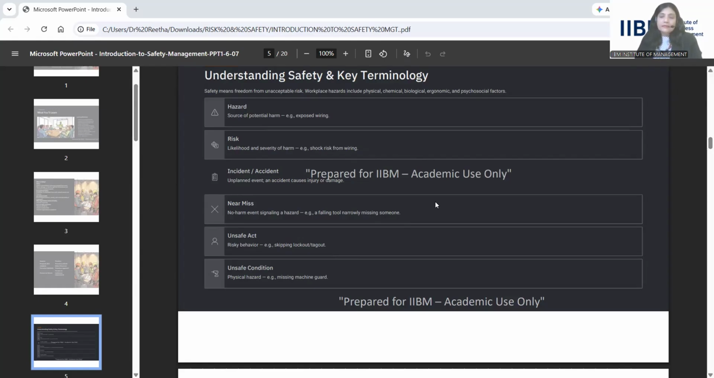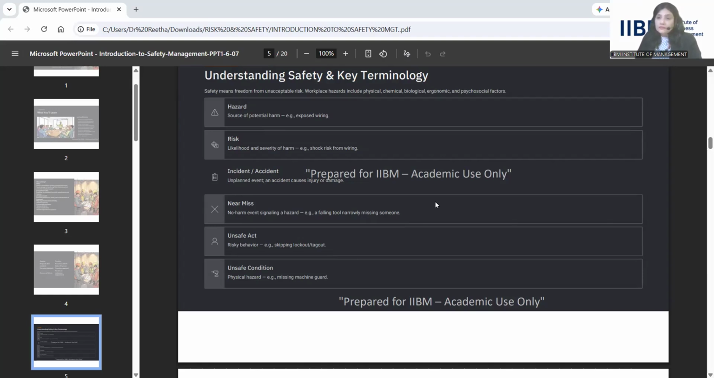Then leading indicators, for example, metrics which measure the preventive safety initiatives and inputs, so that you can predict future safety performance, like training completion rate, number of safety audits. We've got lagging indicators, as I just told you, which are reactive metrics, which measure the safety outcomes and outputs after a particular event has occurred. That is the number of injuries, workers' compensation cost, all this. So, hierarchy of controls and compliances.